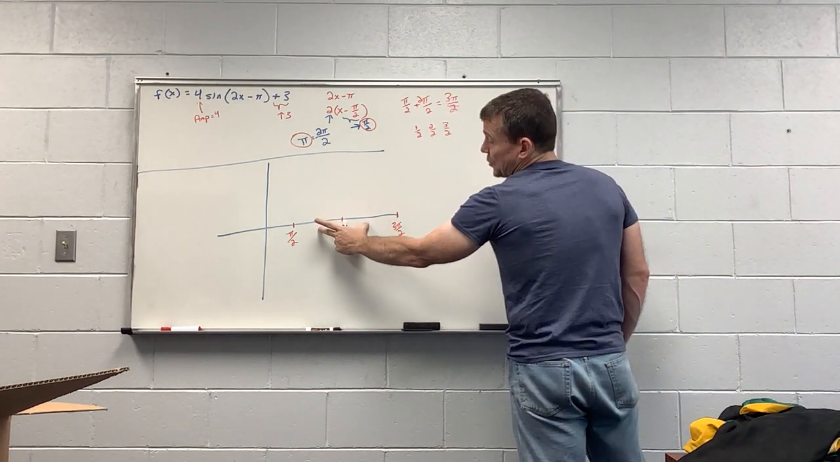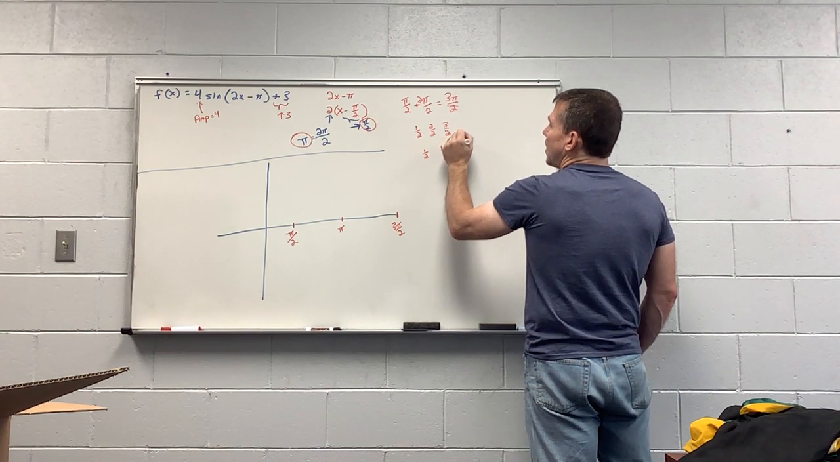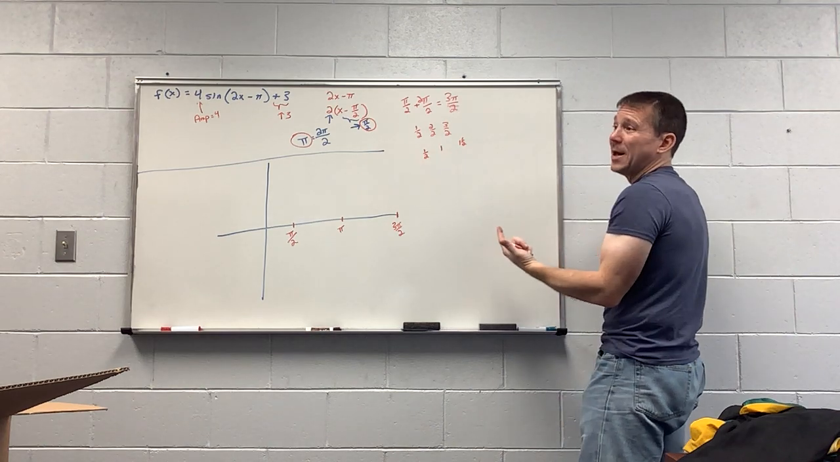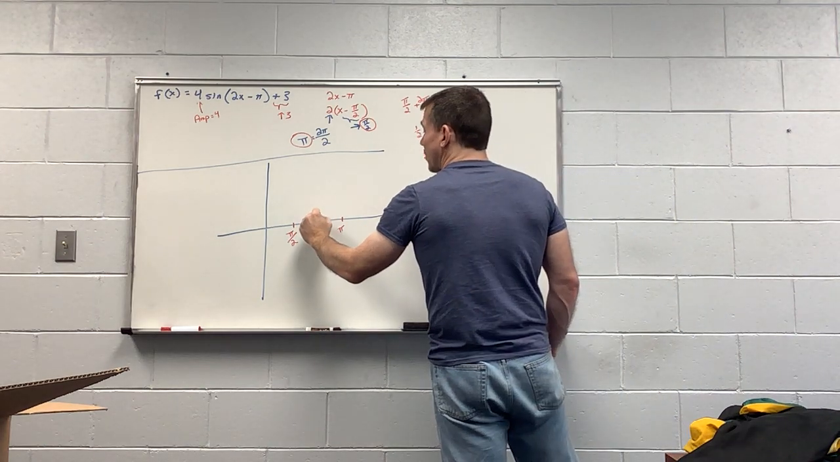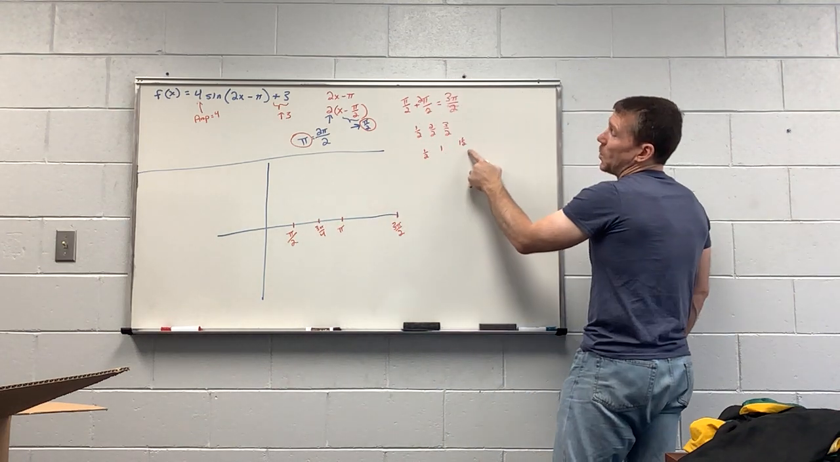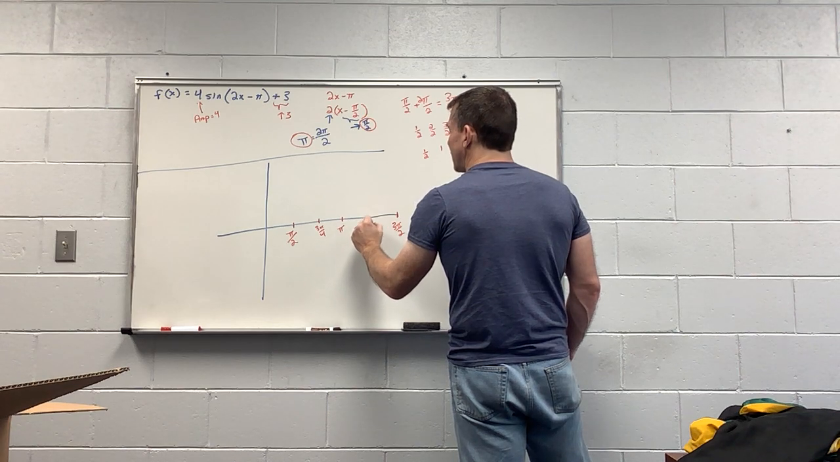Now I need to find the 2 midpoints of each of these intervals. And again, if that's 1/2, and that's 1, and that's 1.5, halfway between 1/2 and 1 is 3/4, so 3 pi over 4. And then halfway between 1 and 1.5 is 1.25, which is 5 pi over 4.